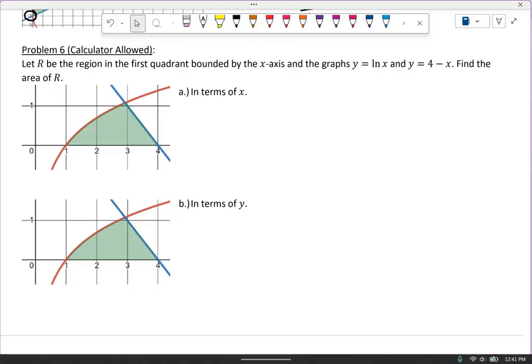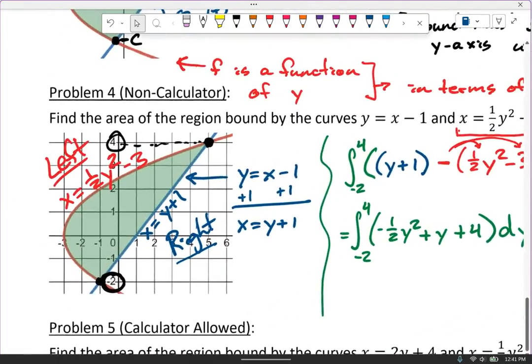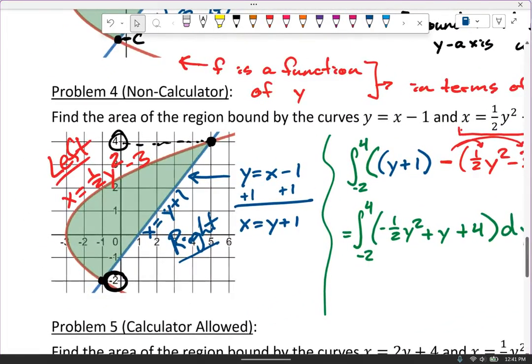Hopefully we do. Okay? There are some instances like this problem that we could end up doing either way, in terms of x or in terms of y, and it will not matter. Now, there are going to be instances where maybe one is better than the other. Or there are going to be problems like we saw yesterday where one is not a function of x and we have to do it in terms of y.